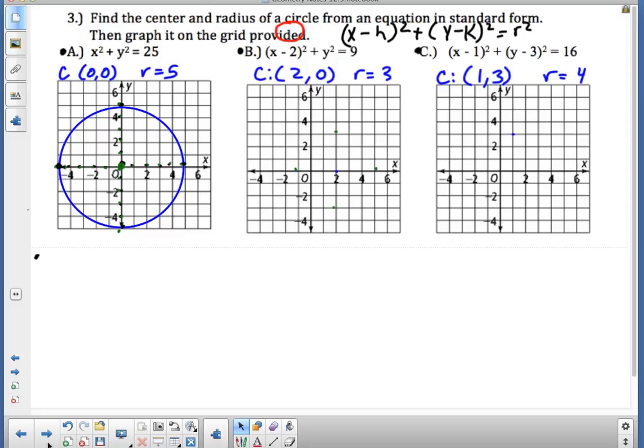Go to the center. Okay. Go out the radius. Make your circle. Go to the center. Go out the radius 4 different times. Make your circle. So in B, I go to the center, 2, 0. I go out 3, 4 different times. And I get my circle on, hopefully. Or not, because I got rid of it. There it is.